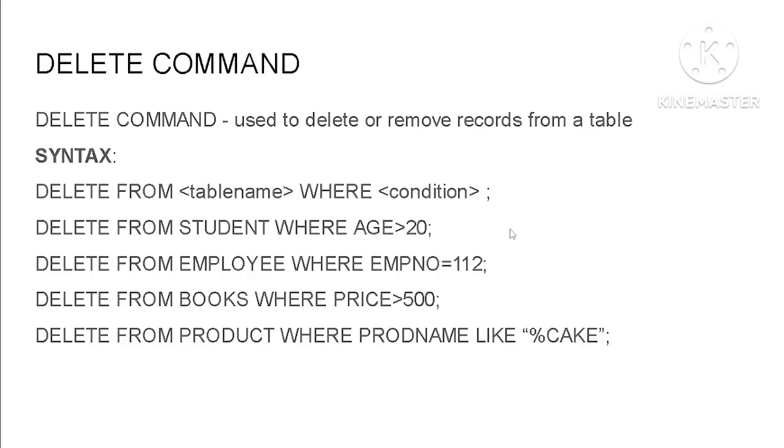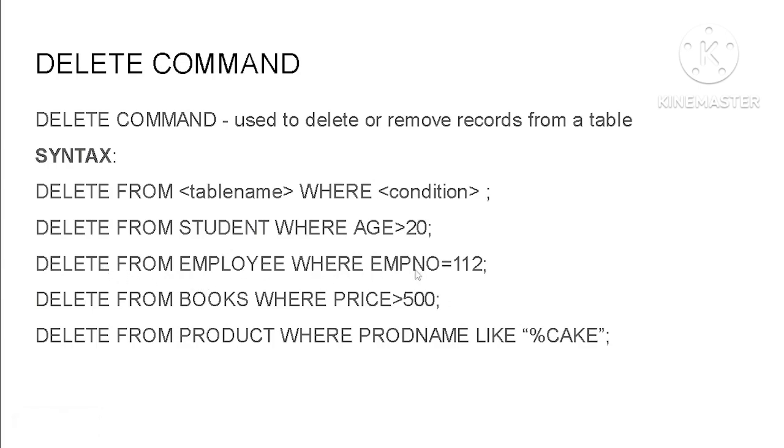Now let us see how to use the delete command. The delete command is used to delete or remove records from a table. It is delete from, actually. Delete from the table name, where condition, that is for which employee or which student record you wish to delete. You have to give the field value. Delete from student, where age greater than 20. So all the students whose age is above 20, those records will get deleted.